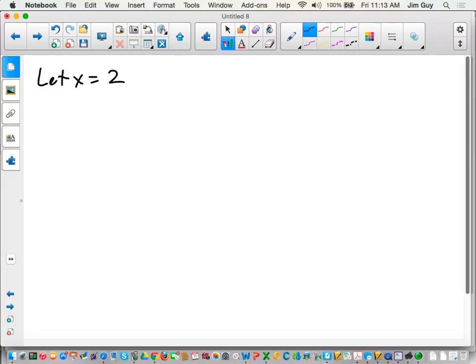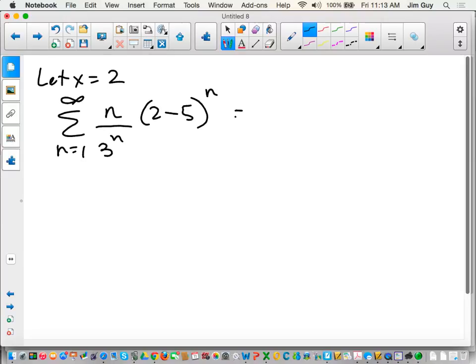So we write down let x equal 2. We put 2 into the original series. So we had the summation n equals 1 to infinity of n over 3 to the n, 2 minus 5 to the n. And now you want to simplify and simplify and simplify before you start trying to do any kind of test on it. So 2 minus 5 is negative 3. So this is equal to n over 3 to the n, negative 3 to the n.